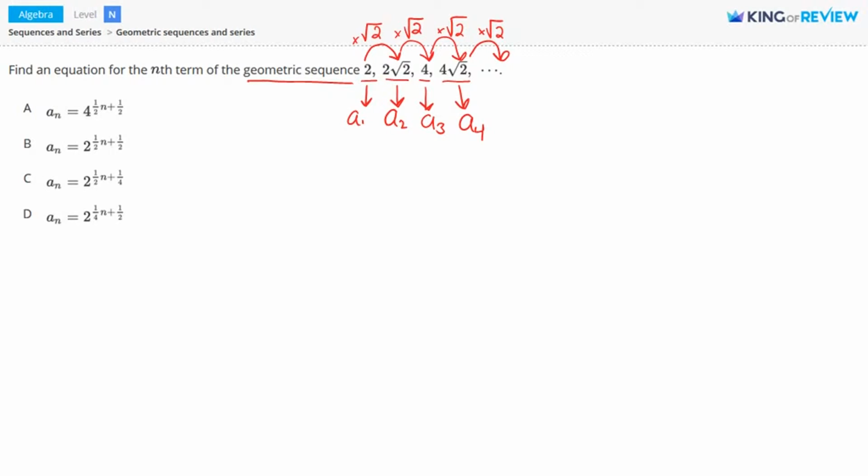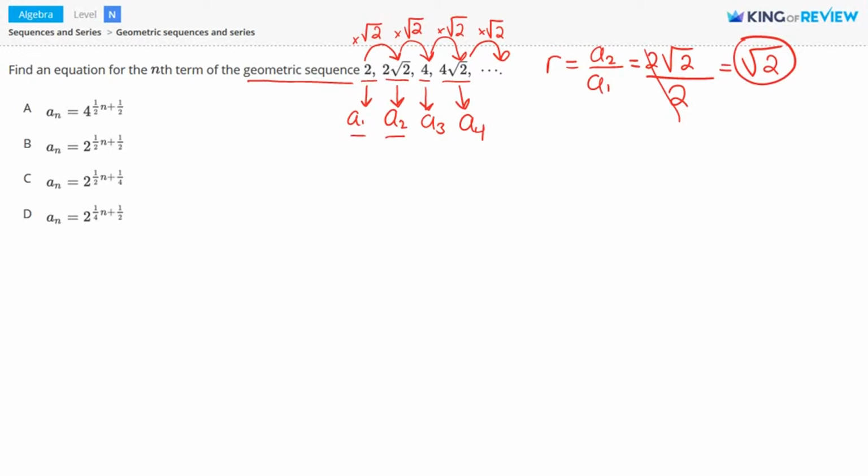We can also calculate the common ratio using this equation. R equals A2 over A1. Let's put these values in. A2 is 2 square root 2, and A1 is 2. So we have 2 square root 2 divided by 2. These 2's cancel out, and we're left with the square root of 2. So this is the common ratio of this geometric sequence.